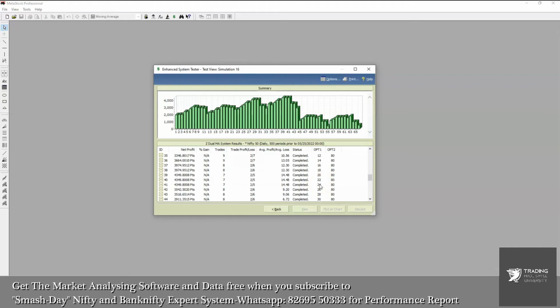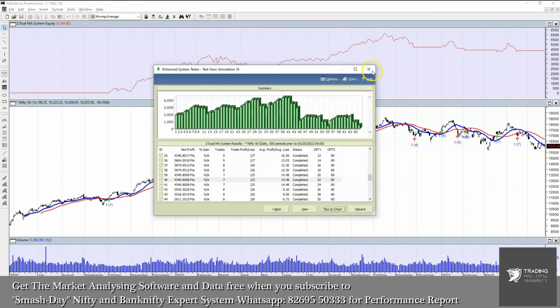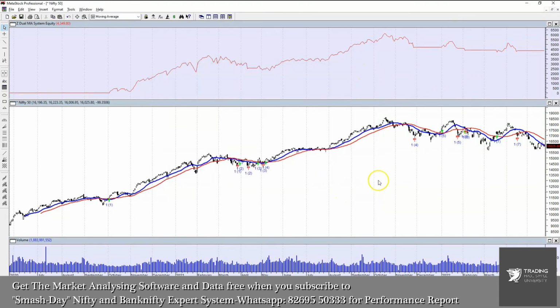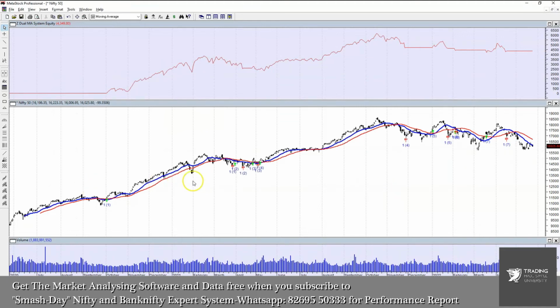So even if we take the maximum one or the middle one, suppose the 22 and 80-day combination, we can plot it on the chart, and it will show us the equity curve. Here it is. This is the equity curve on the past 2 years. The profit is approximately 4,349 points. This is quite a good profit, and this entire movement has been captured.